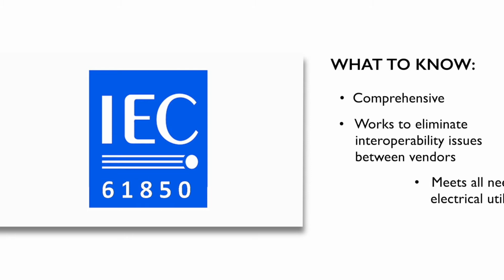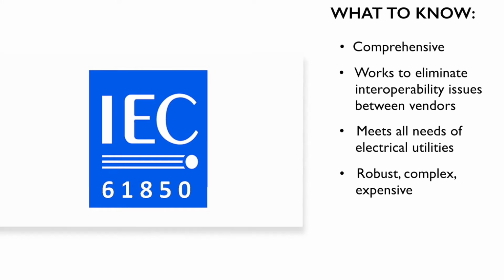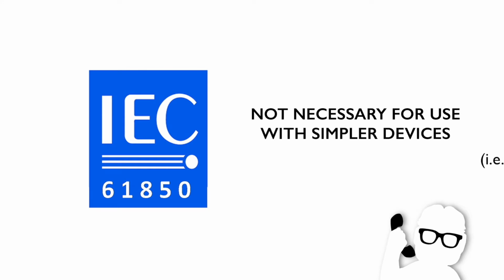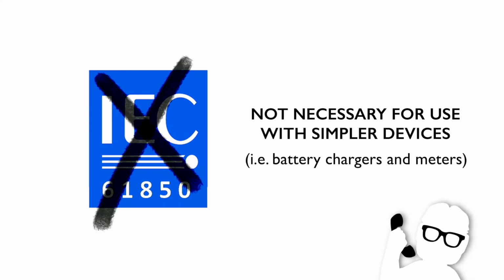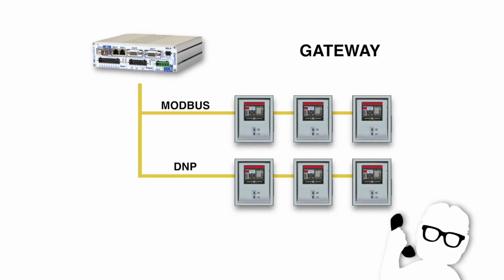IEC 61850, it's a very comprehensive protocol that's supposed to eliminate all interoperability issues between vendors. It meets all the needs and requirements of electrical utilities. It's very robust and complicated, and it's expensive compared to Modbus and DNP. Quite frankly, in my opinion, I don't think 61850 should be implemented in simple devices like batteries, chargers, and meters. I'd recommend, if you want to run that protocol, to get a gateway, which converts that to a simpler protocol like Modbus or DNP.